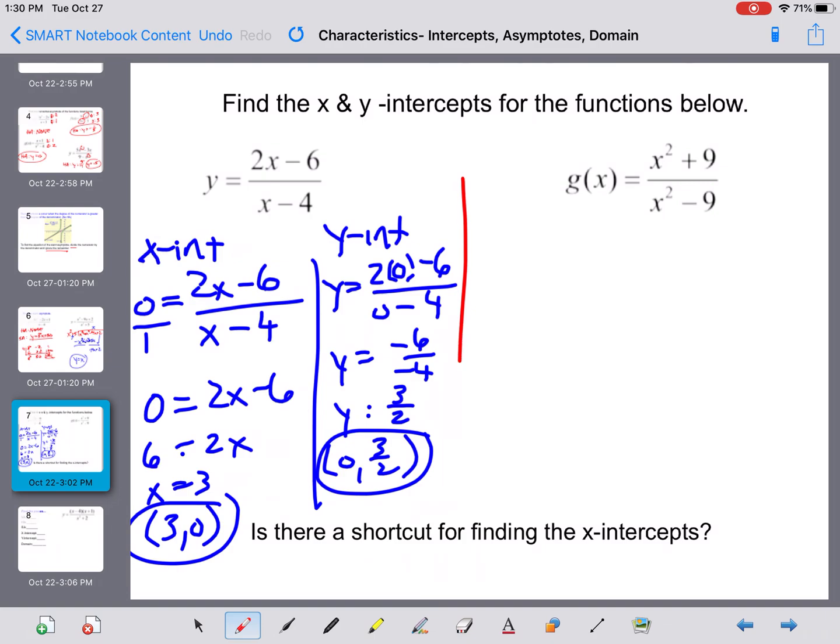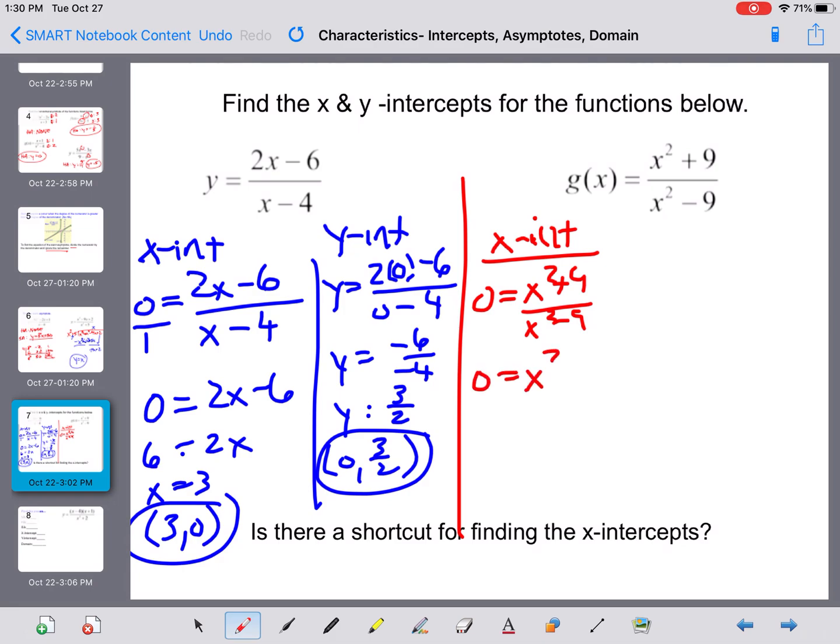Look at the next one. G of x, again, x-intercept, we're plugging in 0 for y, or g of x in this case. And so we would say 0 is equal to x squared plus 9 over x squared minus 9. And we would cross multiply again, and we would get 0 equals x squared plus 9. And so we would get x equals plus or minus 3i when we solve that, which we should see does not cross our x-axis. So for x-intercepts, we would say none.